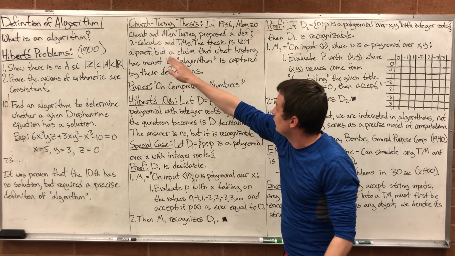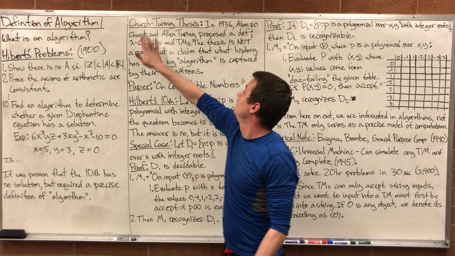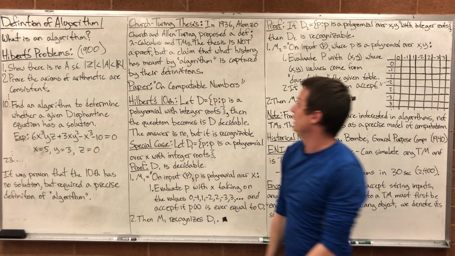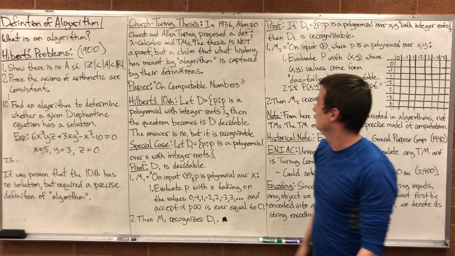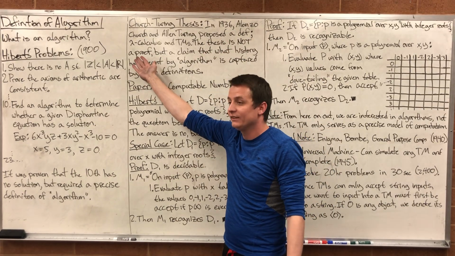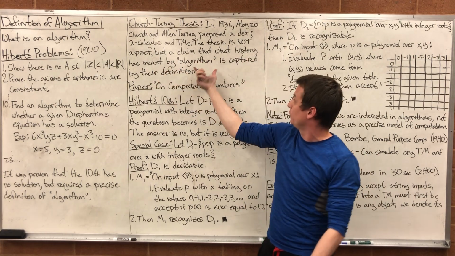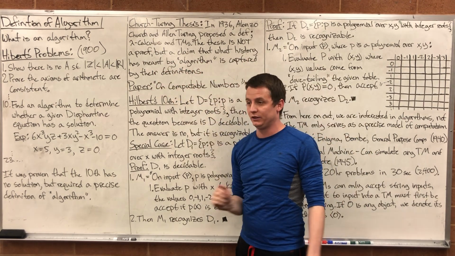So in 1936, Alonzo Church and Alan Turing proposed a definition of what we mean by the word algorithm. Church using lambda calculus, and Turing using Turing machines. He didn't call them that, but that's what we call them now. This thesis is not a proof that this is what an algorithm is, but a claim that what history has meant by the word algorithm is captured by their definitions.